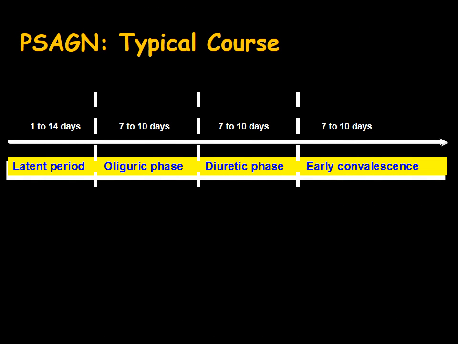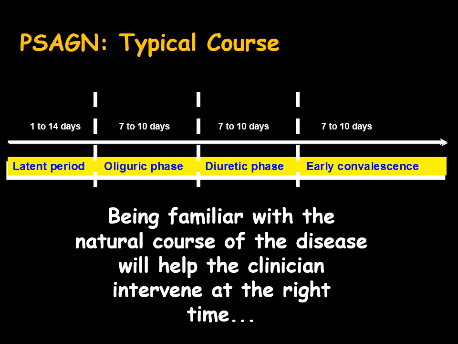Let us now look at the typical clinical course of acute glomerulonephritis. The latency period can last for 1 to several days. This is followed by the oliguric phase, diuretic phase, and early convalescent phase. Being familiar with the natural course of the disease will help the clinician intervene at the right time.